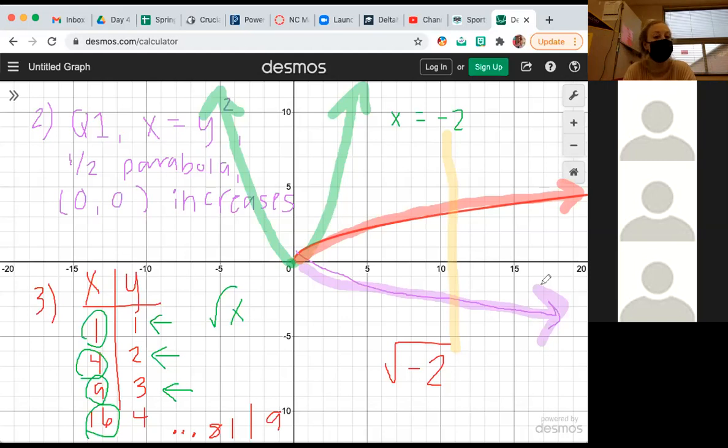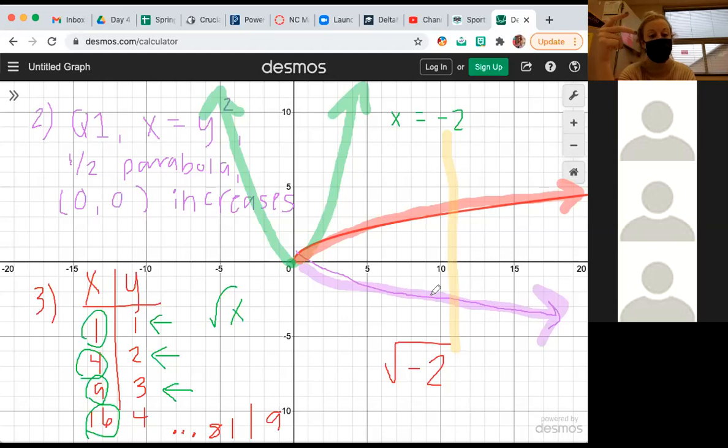So how did they decide which piece to keep, the red or the purple? Why do you think they chose to keep the red? This goes to what you were saying. Well, because it's positive. So in the real world, are we going to have a lot of stuff that's underground? No. So they chose to keep the red piece, just the positive piece, because that's the kind of functions you'll see in the real world.